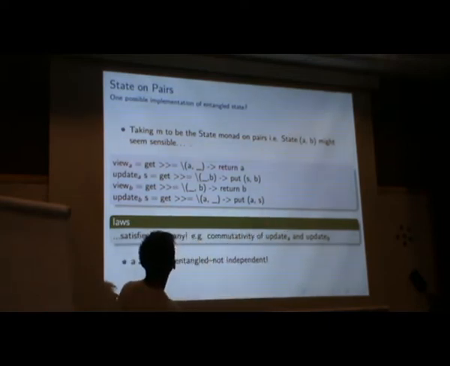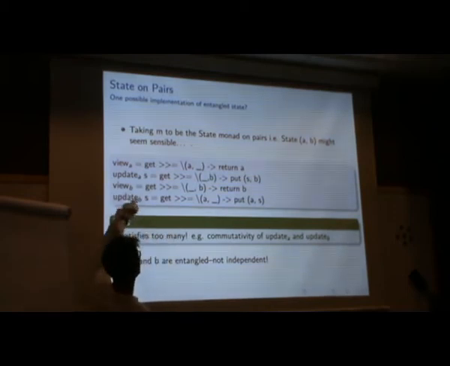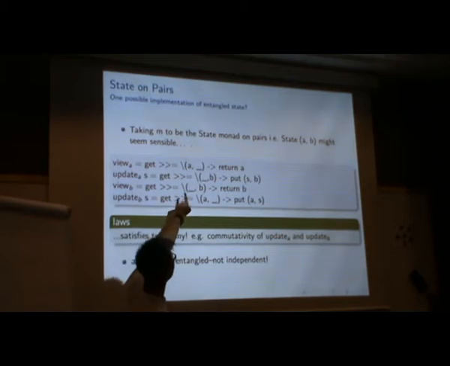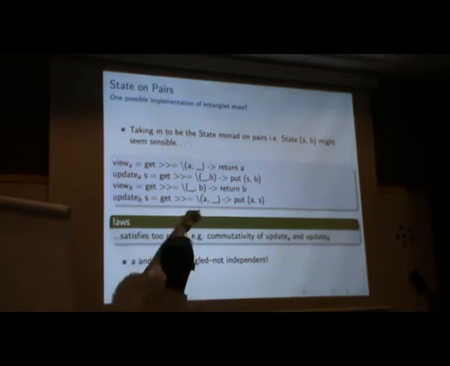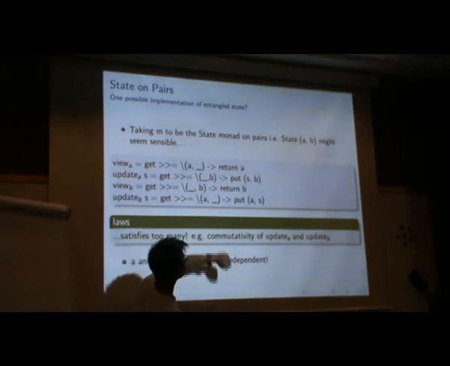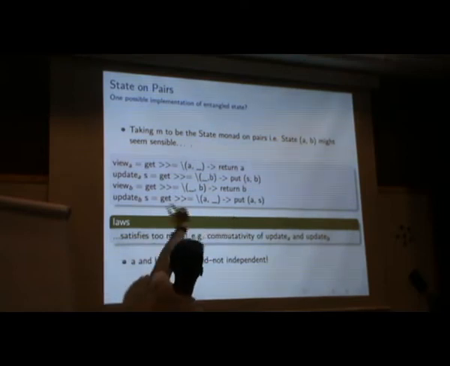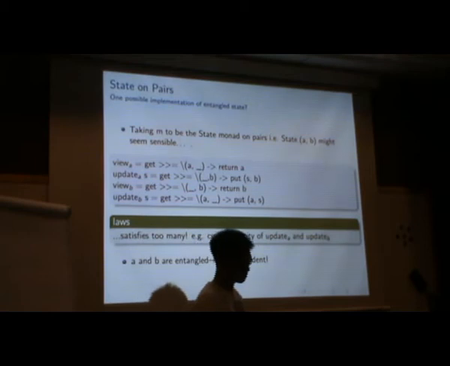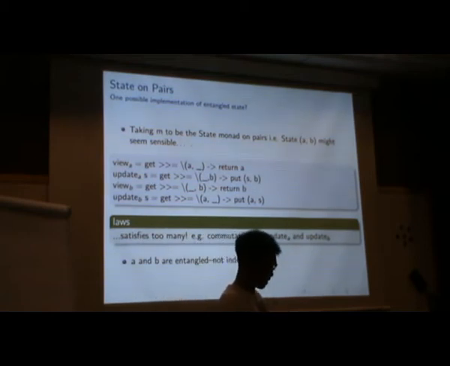So how do we implement view A? Well, we do a get that gives us a pair of A and B, and then we return the A. Update B, we will update B with S. The get gives us a pair AB, and then we put that S.